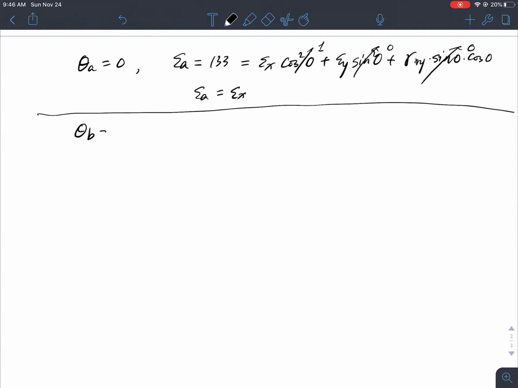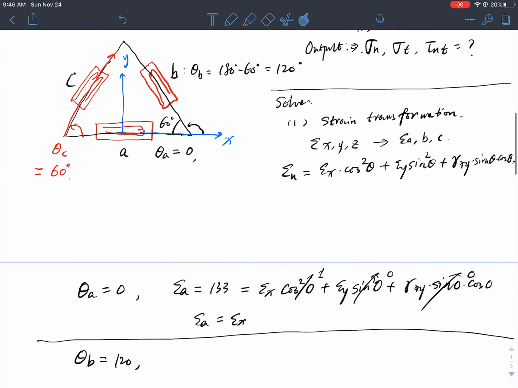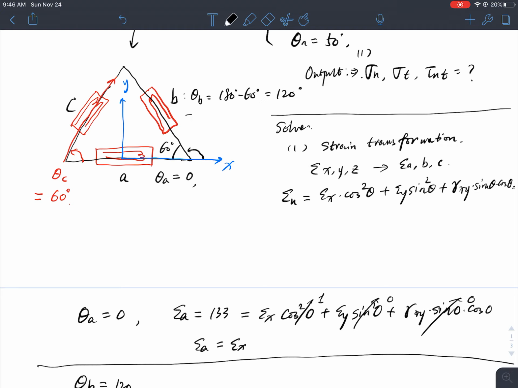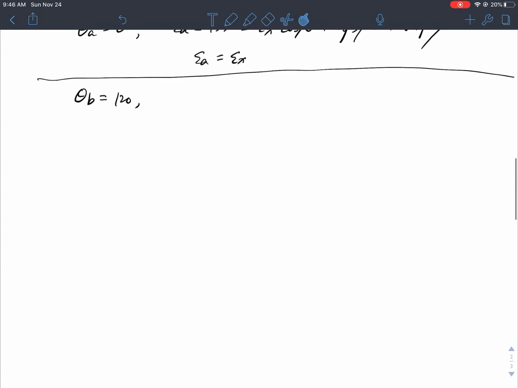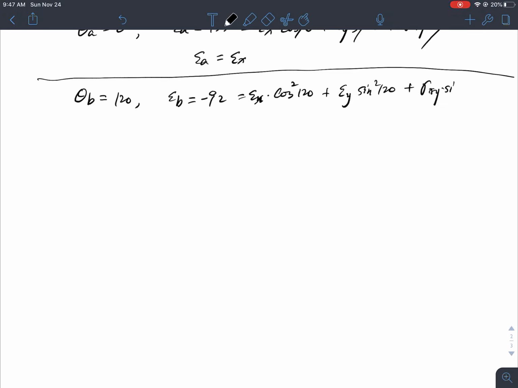Now strain gauge B, theta B equal to 120 degrees. In case you missed it, let's take a look, right? Theta B, you see here, 120 degrees, right? We have that. And now, with that, I can write another equation, which is epsilon B equal to minus 92 equal to epsilon x cosine 120 squared plus epsilon y sine square 120 plus gamma xy sine 120 cosine 120.